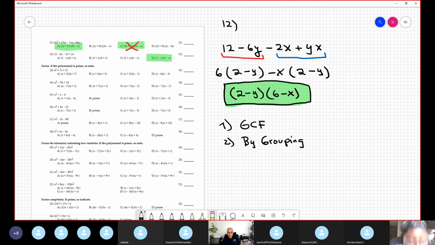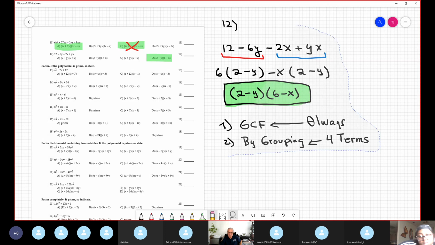Okay? When you apply GCF, always, when it's possible, of course. When the GCF is 1, no, it's impossible. And grouping, basically, when you have 4 terms in our algebra expression.